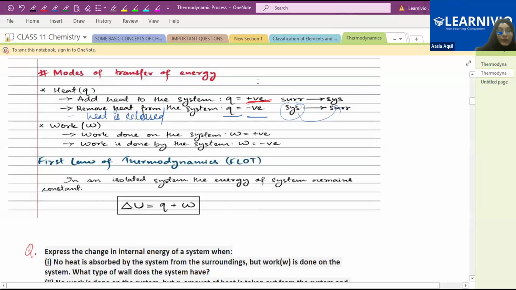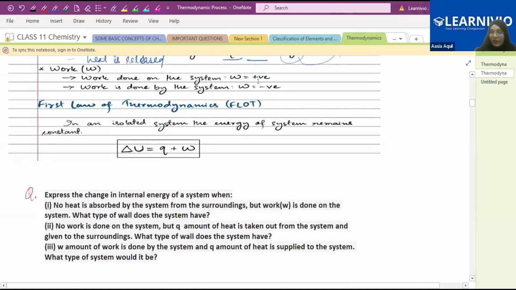Yes. Okay, work. Work is denoted by small w. So work done on the system: अगर work done system पे हो रहा है, here the work value is positive. There is a positive value of work if the work is done on the system. And if the work is done by the system, so it means W is negative. Work is negative if the work is done by the system, and if the work is done on the system, then work done is positive.